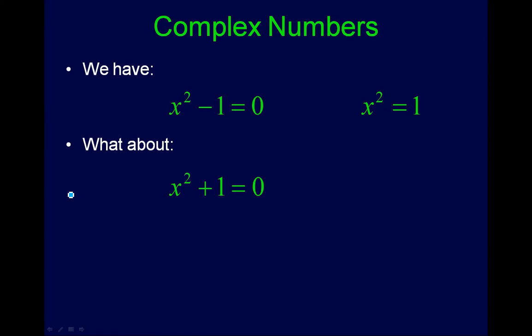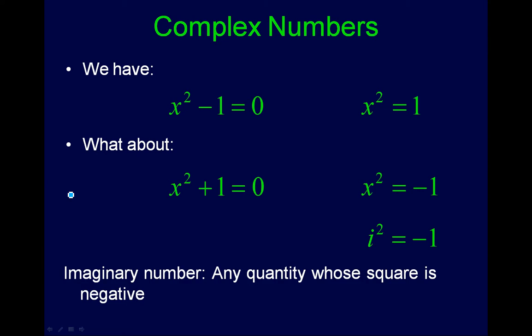Now, if I change this a little bit and look at this equation, x squared plus 1 equals 0, right? This one is telling me that I want some number that if I square it, I get negative 1. And of course, there is no real number that does this. So someone invented a number and called it i, and the definition of this number is that i squared equals negative 1. And this was the first imaginary number.